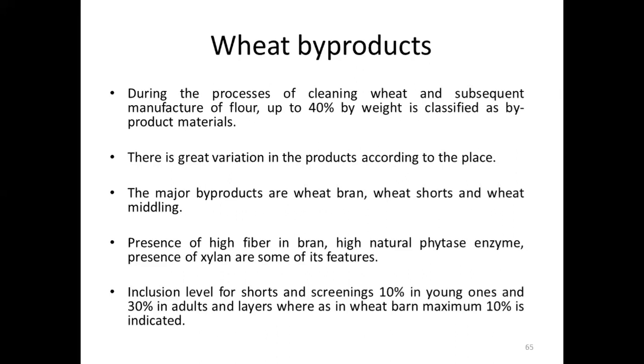Presence of high fiber in bran, high natural phytase enzyme, and presence of xylan are some of its features. These are for wheat bran. So the inclusion level of shorts and screenings can be up to 10% in young ones and 30% in adults, whereas wheat bran, due to its high fiber content, can be included in the diet at a maximum of 10%.